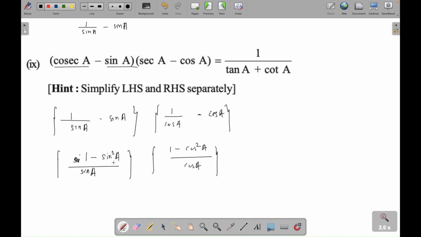So 1 minus sin square A is cos square A. So we get cos square A. And 1 minus cos square A is sin square A. Right? And in the denominator we have sin A cos A. So 1 sin A, 1 cos A gets cancelled. So we end up with sin A cos A. Now we cannot simplify this further. So we have to use the right hand side.